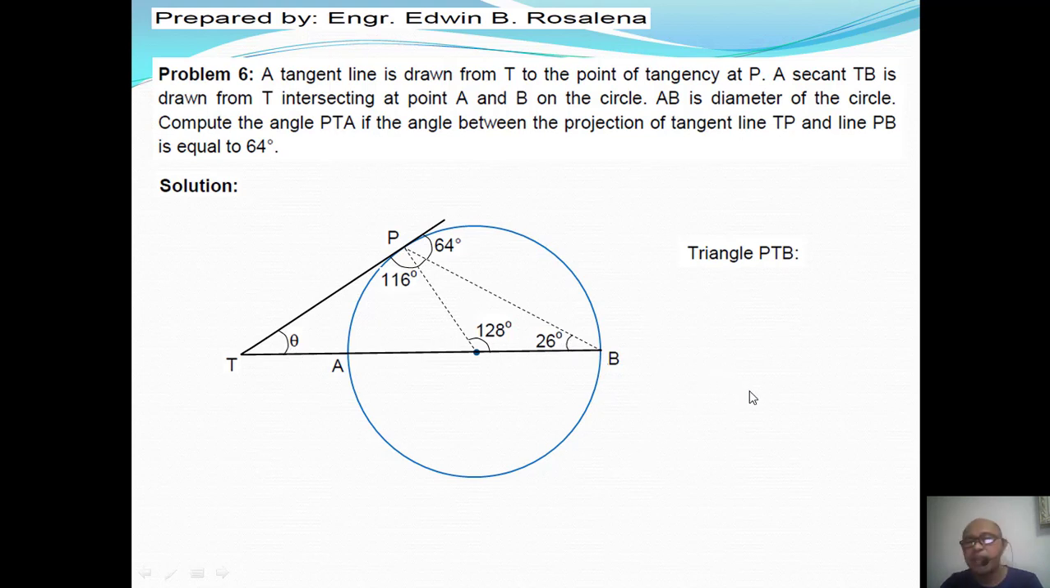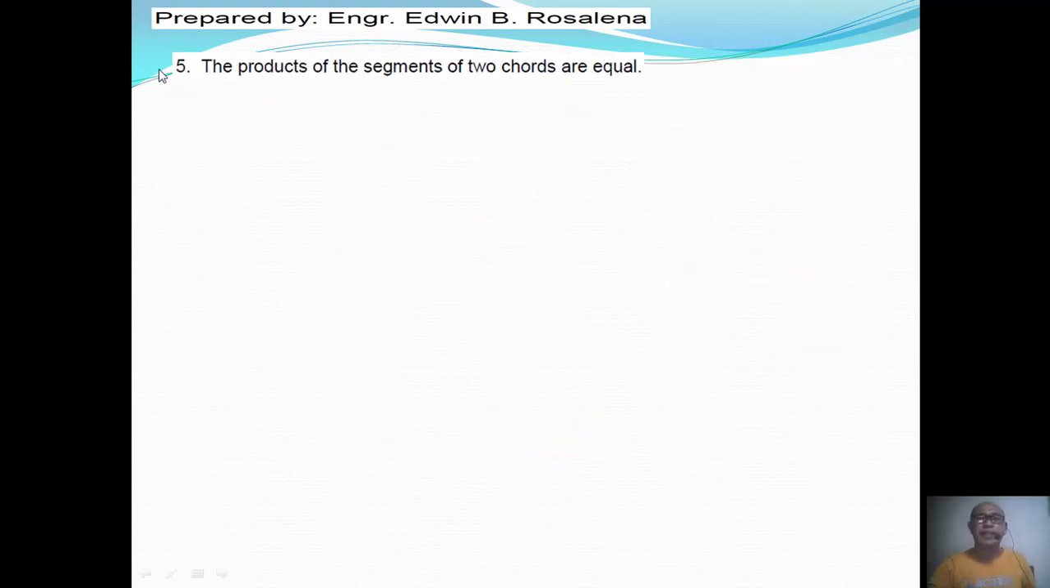So if you sum up, 116 plus 26 plus theta equal to 180, and theta is equal to 38 degrees. So we have now the fifth property, because there were four already. What were those?